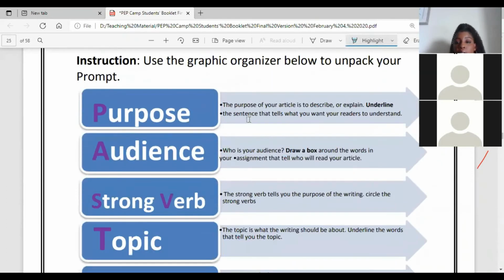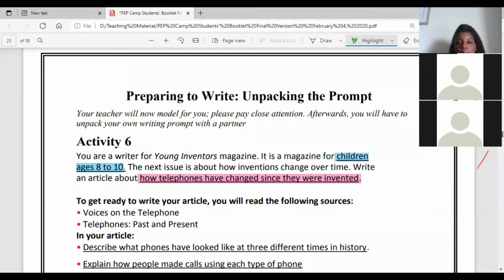It says the purpose of your article is to describe or to explain. So these words here, choose a different color. These words here, to describe is a verb and to explain is a verb. They are a strong verb because it tells you what you're going to be doing in your article. So we can highlight these in green and go now and look in our prompt to see if we're seeing any of these words. Other strong verbs are to highlight, to outline, and so on.